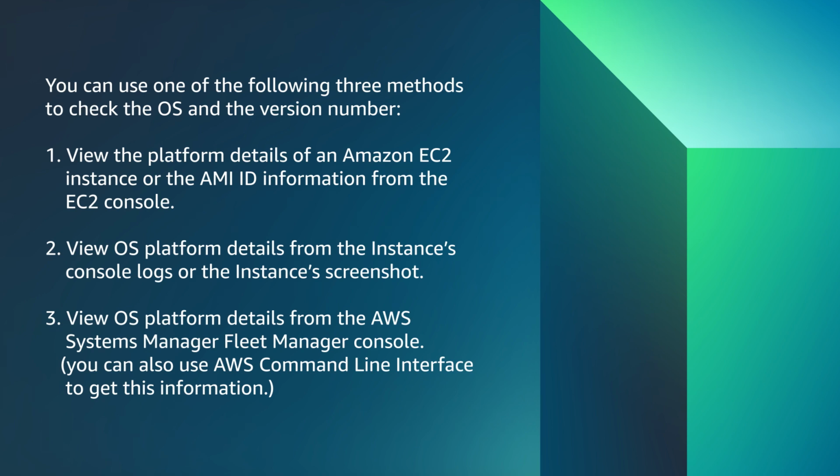View the platform details of an EC2 instance or the AMI ID information from the EC2 console. View OS platform details from the instance's console logs or the instance's screenshot. View OS platform details from the AWS Systems Manager Fleet Manager console. You can also use AWS command line interface to get this information. Let's look at each method.